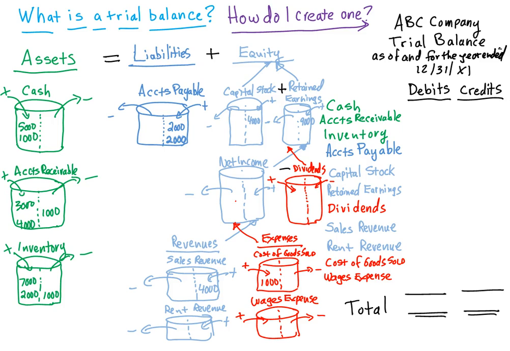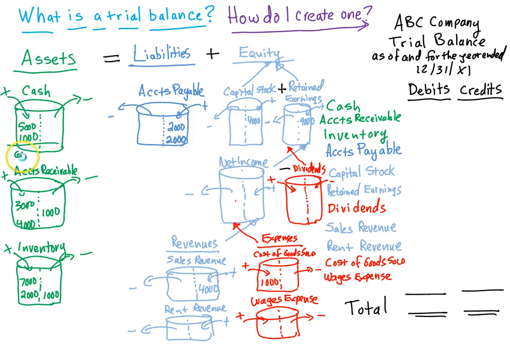Then we need to go to each account and say, how much cash do we have left? How much receivables do we have left? Go to each of these. If your lefts are bigger than your rights, then it'll be a left balance. If your rights are bigger than your lefts, then it's a right balance. So we're going to compute the balances in each of these accounts.